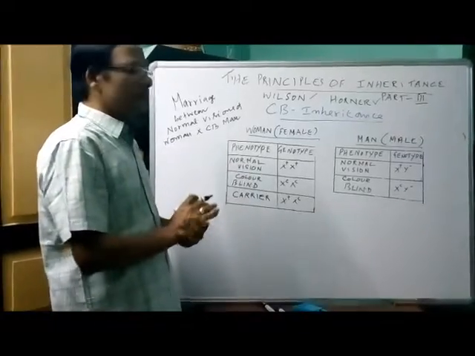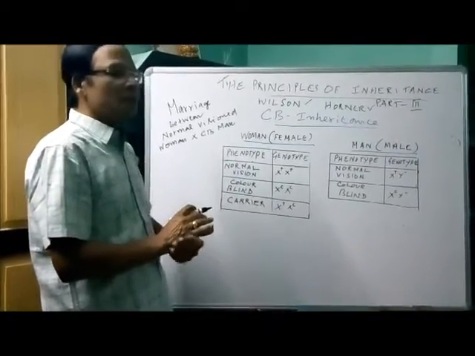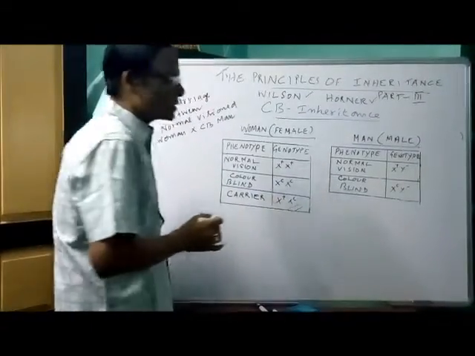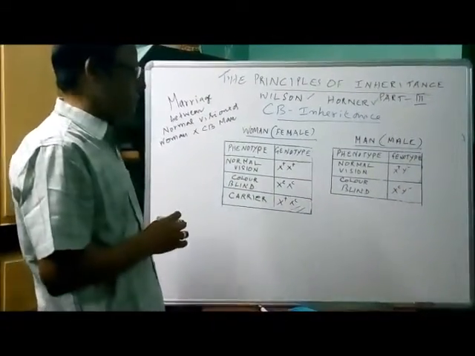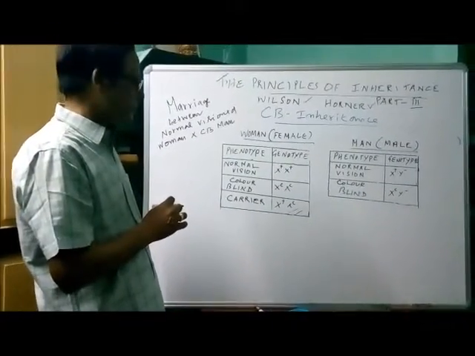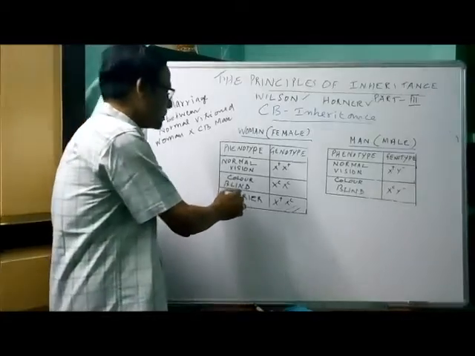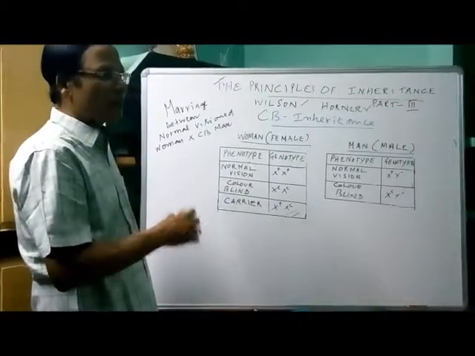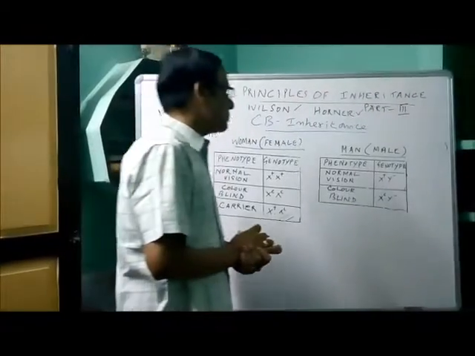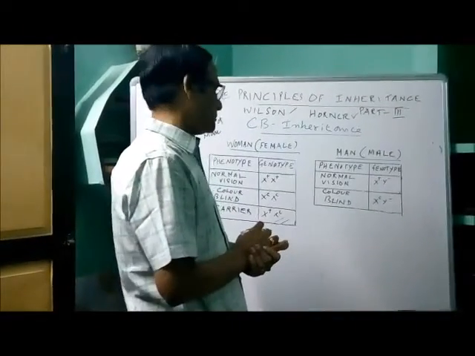Now, the carrier. The heterozygous individuals are called carriers because they carry the recessive allele C, hence they are called carriers. So they are normal but carry the gene. They are not affected. Now coming back to the males.